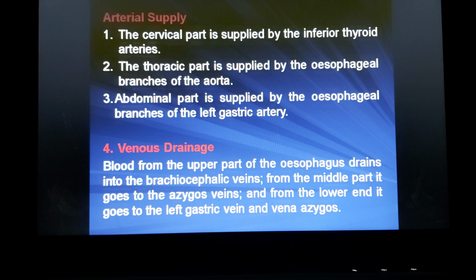Coming to the venous drainage, the upper part drains into the brachiocephalic vein, the middle part into the azygos vein, and the lower part drains into the left gastric vein and vena azygos. So this is about the blood supply of the esophagus.